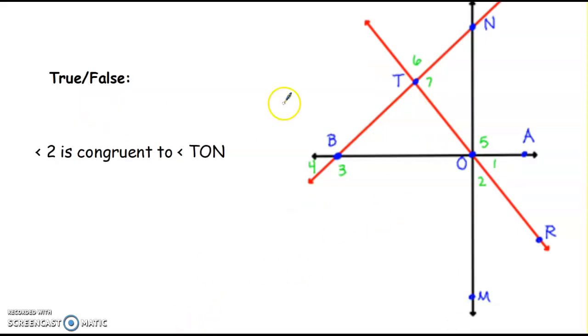Okay, true or false for this one? Angle 2 is congruent to angle TON. So here's angle 2, and I'm going to highlight the different parts we're looking at. Here's angle 2, and we want to know if that's the same exact measurement as angle TON. So TON, if we list it by letters, is right here. And if I look at their relationship to each other, they are vertical angles. They're two crossing lines. They're not perpendicular lines. We've got one red and one black, but they are vertical. They are opposite of each other, which we do know gives you congruent measurements. So that one would be true as well.